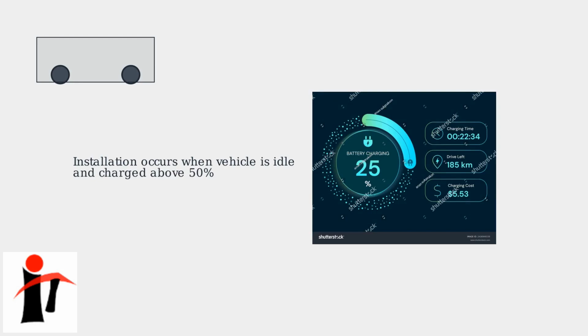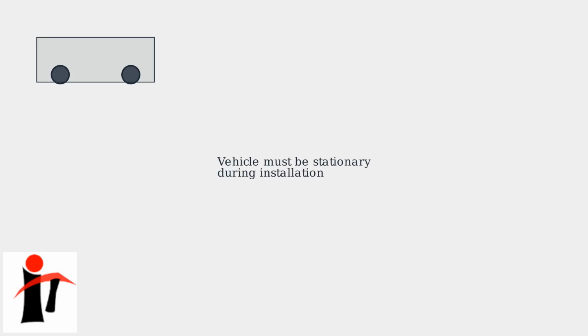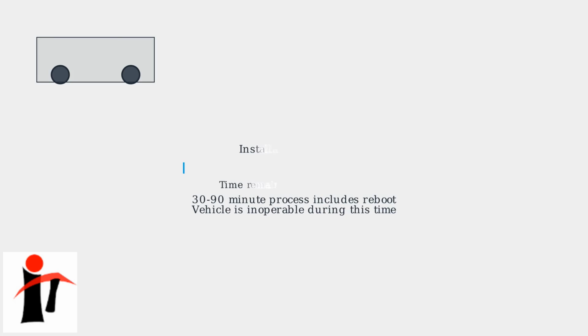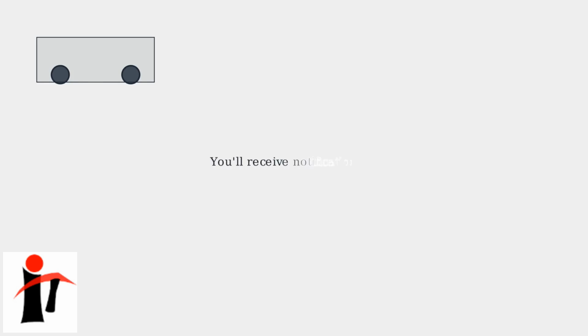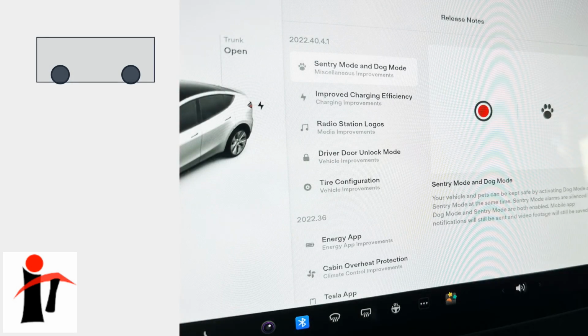Installation usually occurs overnight or when your vehicle is idle and charged above 50%. The car must be stationary and will be inoperable during the 30 to 90-minute installation process, which involves a reboot. You'll be notified when the installation is complete. Tesla advises against driving during this critical phase for safety reasons.